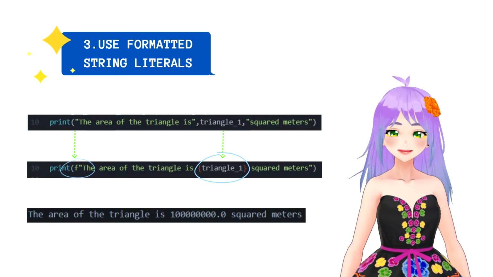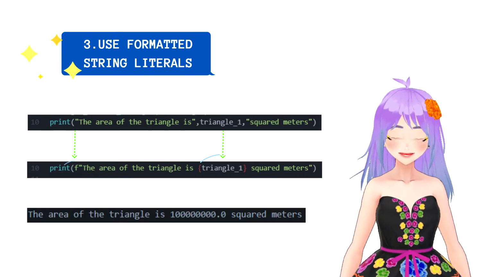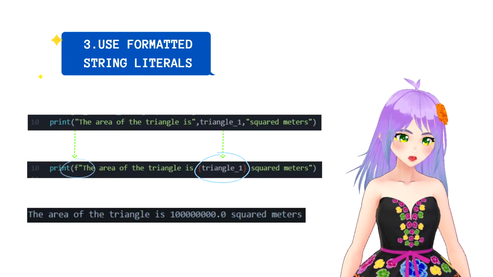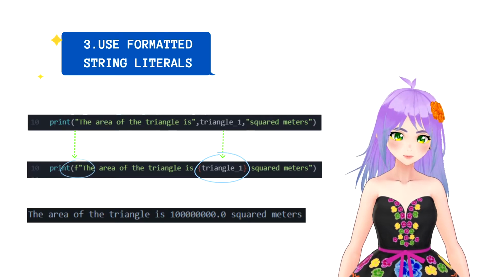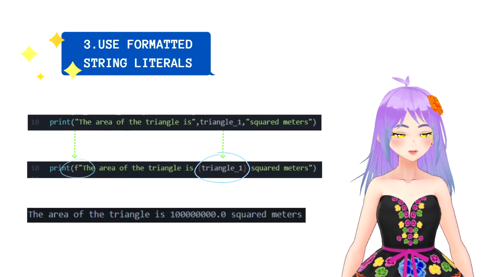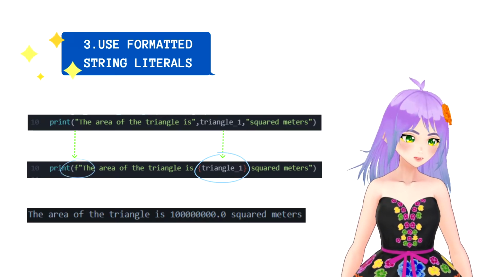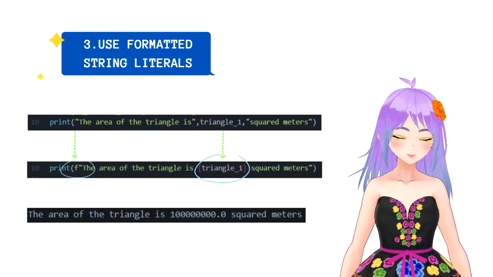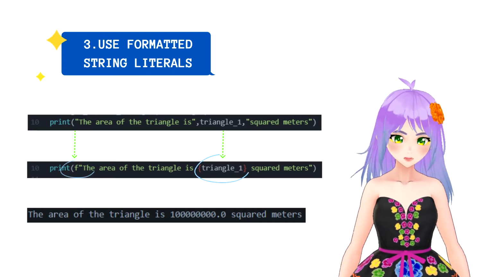Here, I brought you an example on how to use formatted string literals. As I told you before, the only thing that you have to do is include an F at the beginning and put your variable inside curly brackets. At the end, you are gonna get the same output, but your code is gonna look cleaner and better.